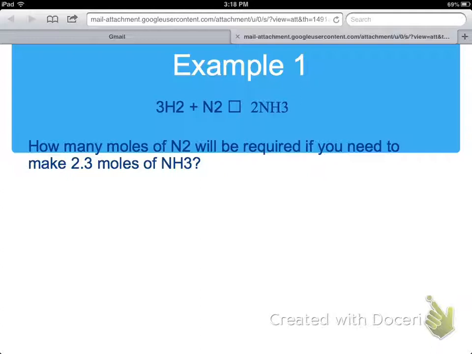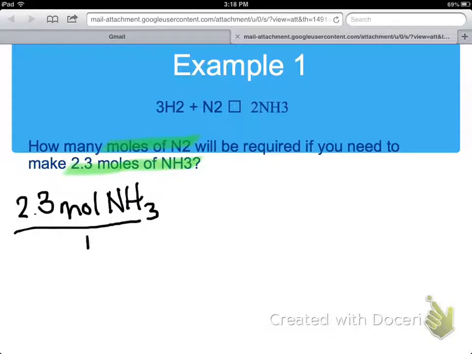So the question is asking how many moles of N2. So here's what I want my answer to be in. And I'm starting with 2.3 moles of NH3. So how you're going to set this up is just like all of your other conversions. Take what's given, so the 2.3 moles of NH3. I'm already thinking, okay, I got 2 significant figures there, so my answer will be 2 significant figures. So take what's given, put it over 1.